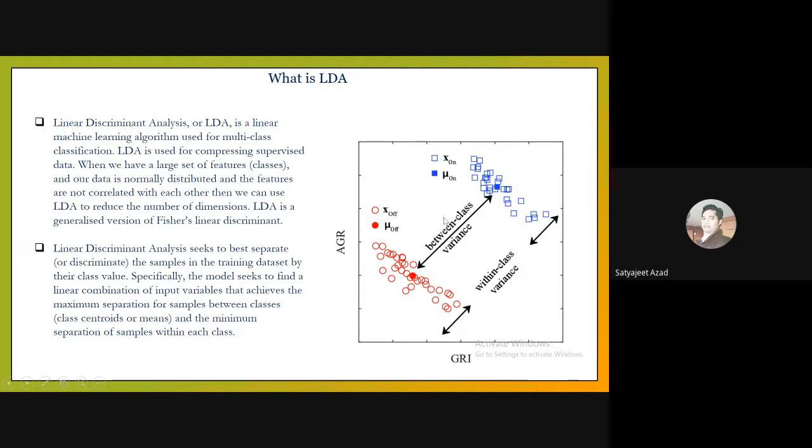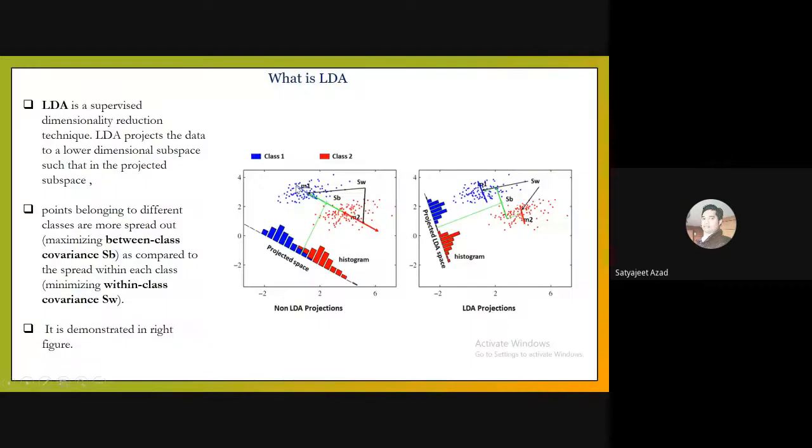That is why they use this discriminatory approach to come up with a decision boundary to separate the classes. Okay, so this is how LDA works basically. If there are two classes, blue and red, and let's say this is an X and Y plane, this is one class, let's say churn, and this is not churn.